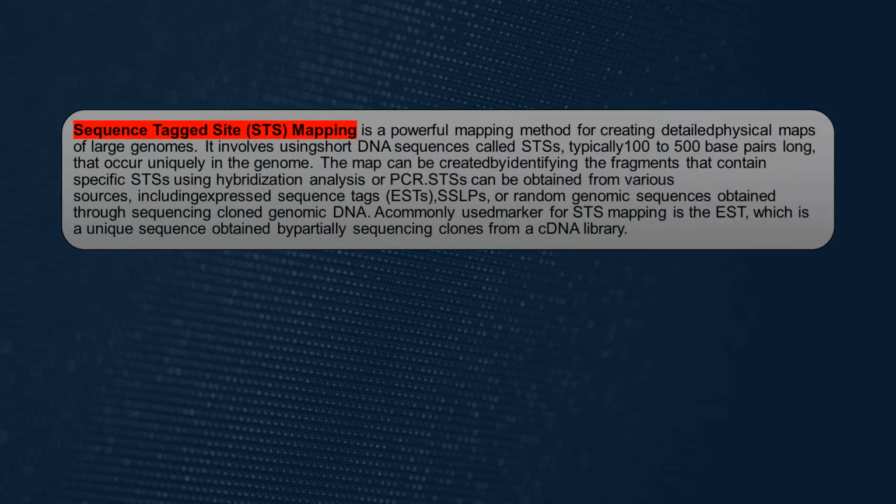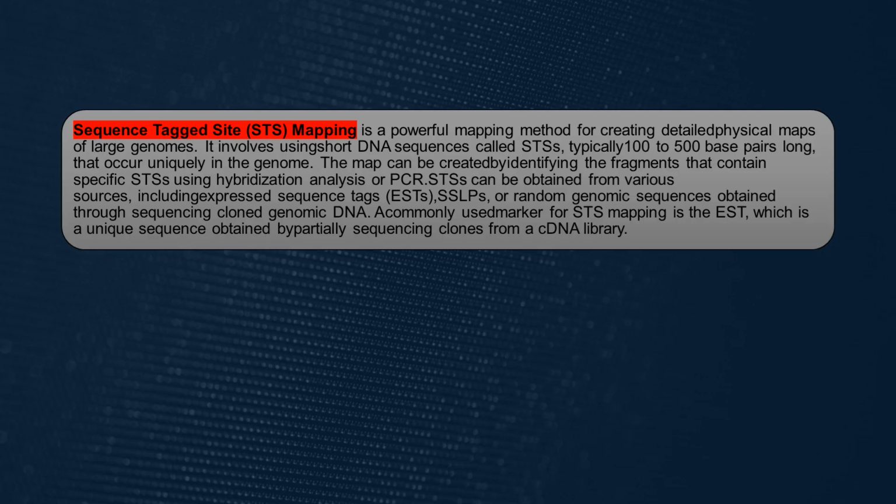Sequence tag site, STS, mapping is a powerful mapping method for creating detailed physical maps of large genomes. It involves using short DNA sequences called STSs, typically 100 to 500 base pairs long, that occur uniquely in the genome. The map can be created by identifying the fragments that contain specific STSs using hybridization analysis or PCR.